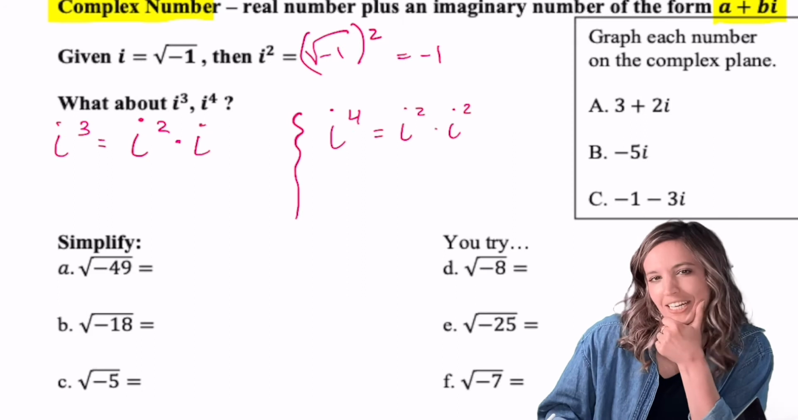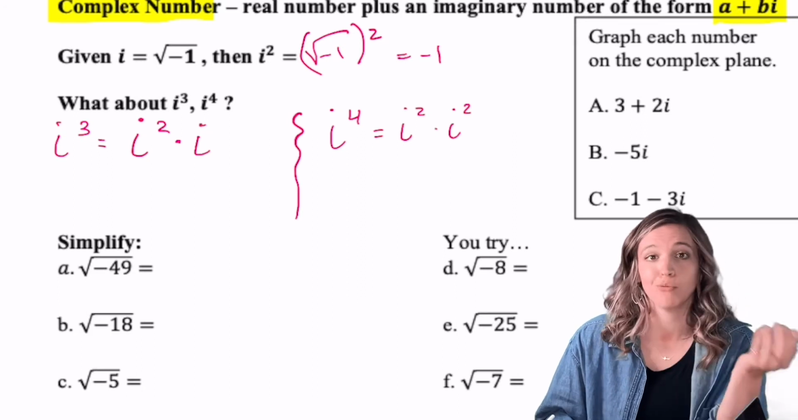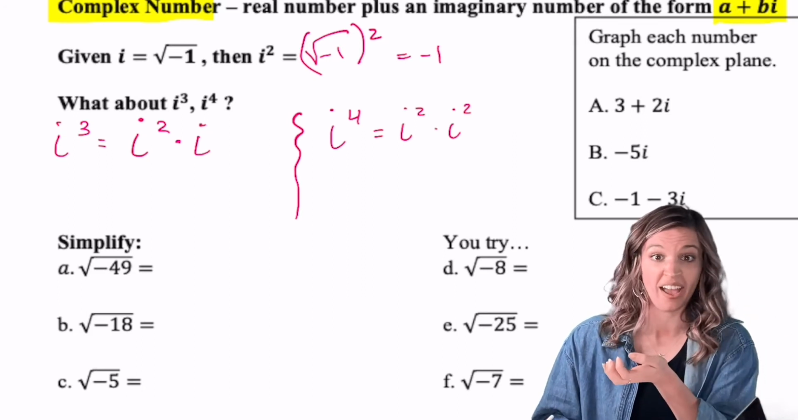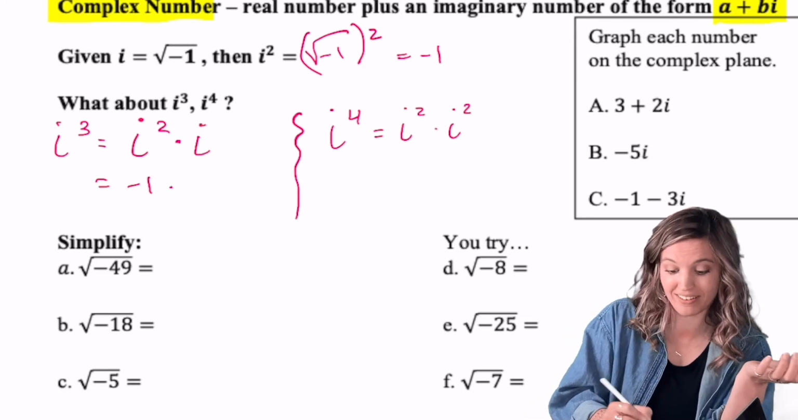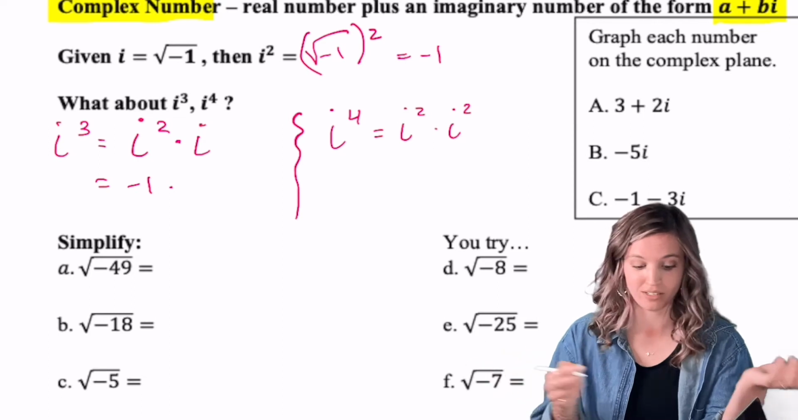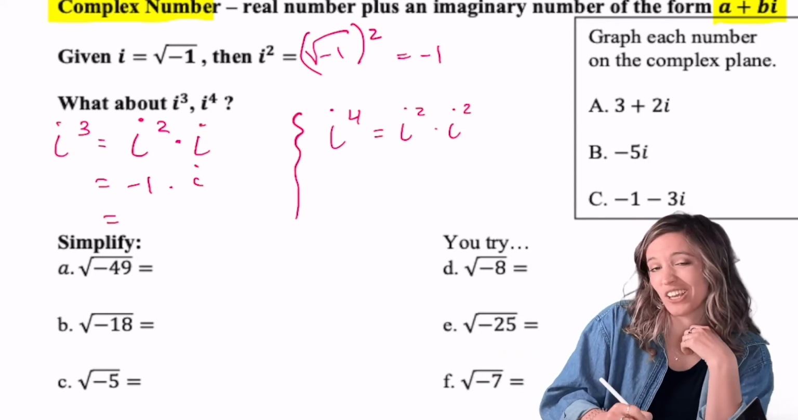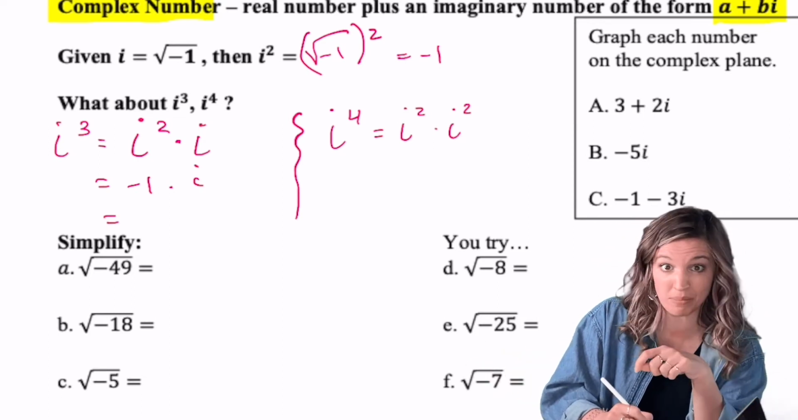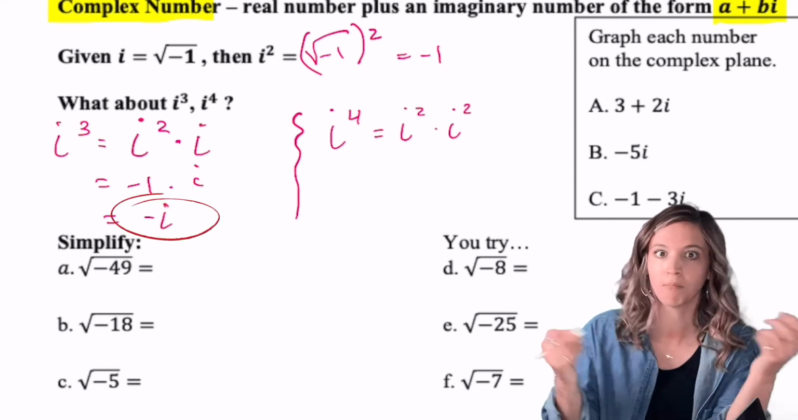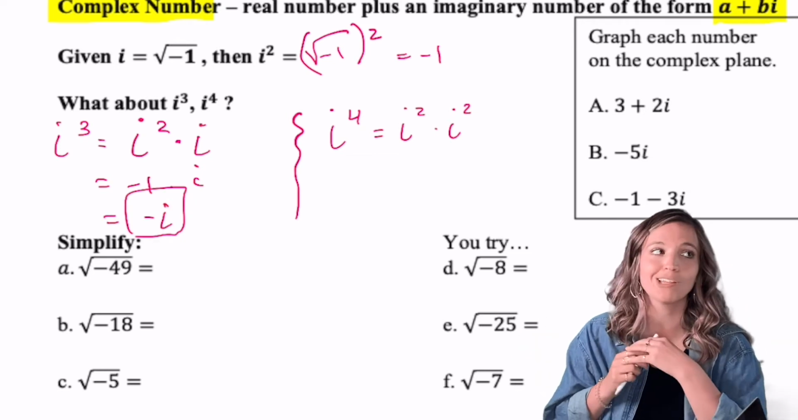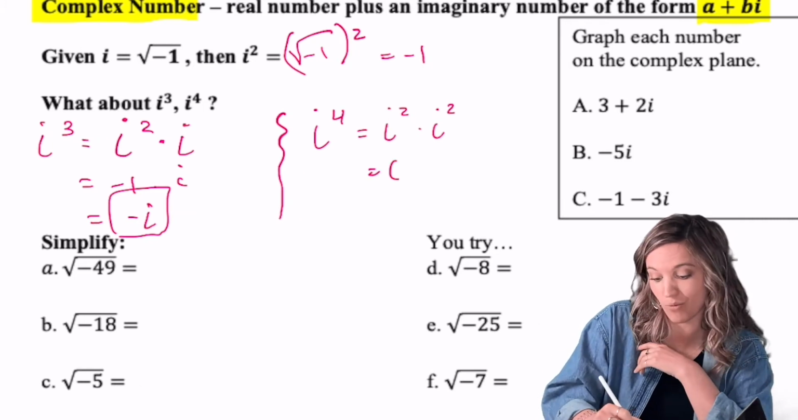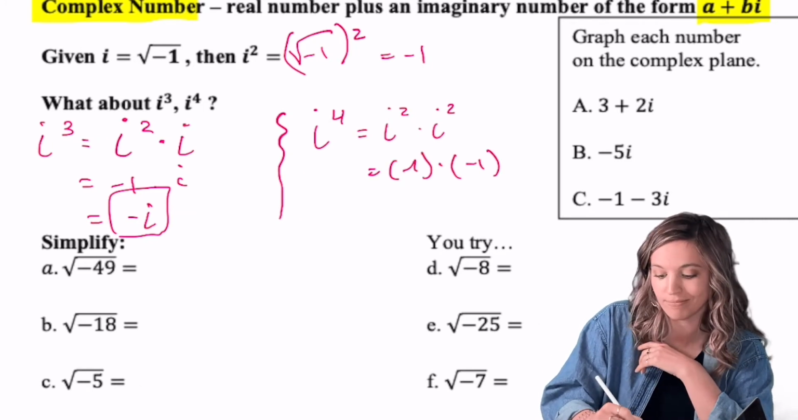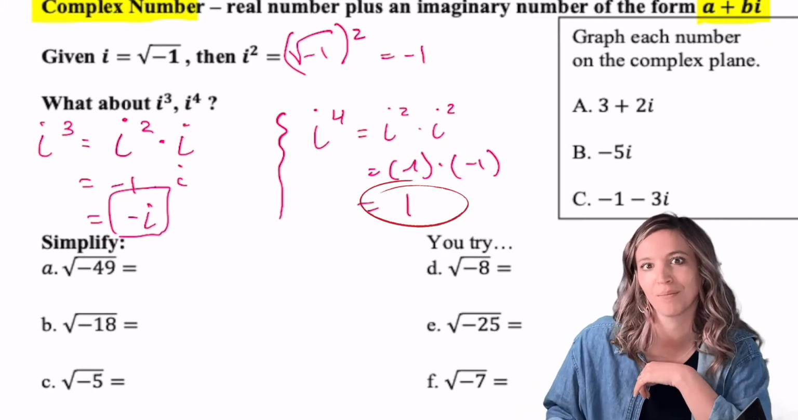Well, let's think about it together then. i cubed could be rewritten as i squared times i, right? i squared, we know, is just -1, and i is the square root of -1, so I'm just going to leave it as i. So i cubed is really -1 times i, so -i. i to the fourth is i squared times i squared, so that would just be -1 times -1, which is +1. So i to the fourth is also a real number, 1.